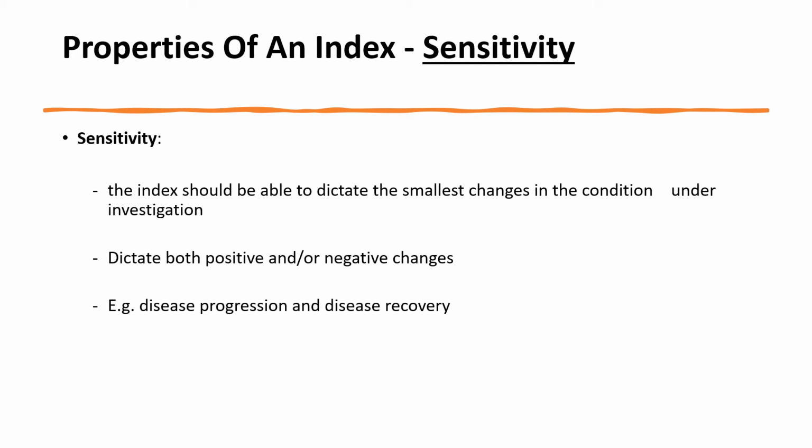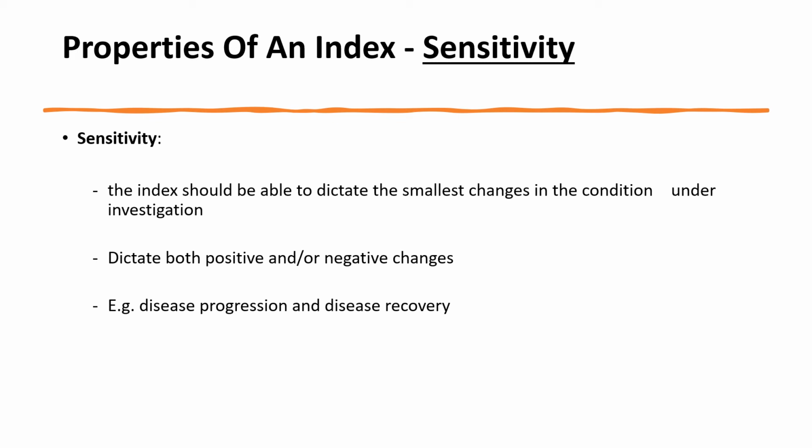So if a disease condition is progressing, you have checked the patient before, it was mild, now it is moderate and severe. If you use the same index, the index should be able to pick all the different stages of that condition. Now, that is in the case of a disease progression.